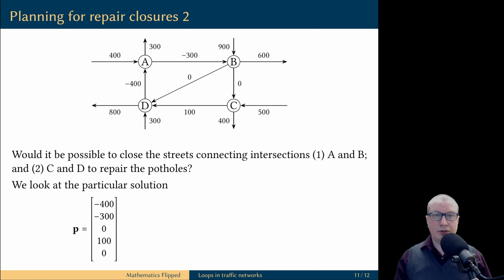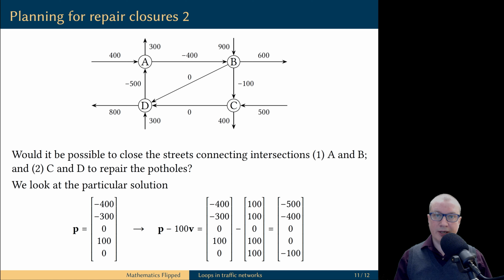loops. First, notice that the branch that goes from C to D is part of only one loop. It is the big rectangular loop A, B, C, and D. So to make the traffic from C to D equal to 0, we need to subtract 100 from this branch, and to keep the traffic in the whole network balanced, we need to subtract 100 from the entire loop. This loop corresponds to the vector v, so therefore we subtract a scalar multiple of the vector v by 100 from this one particular solution P.